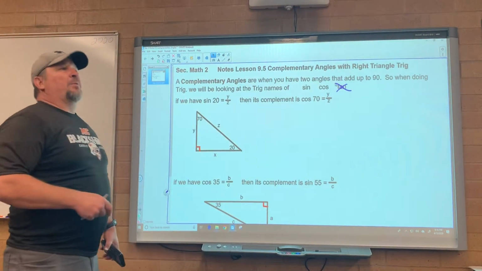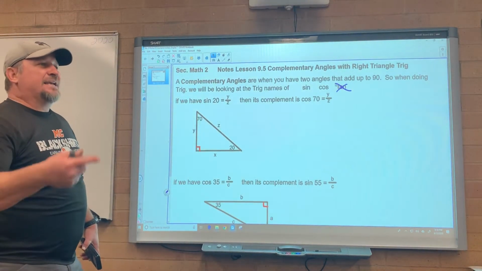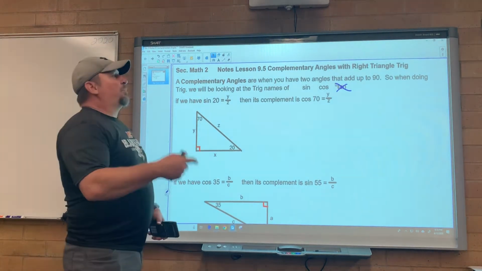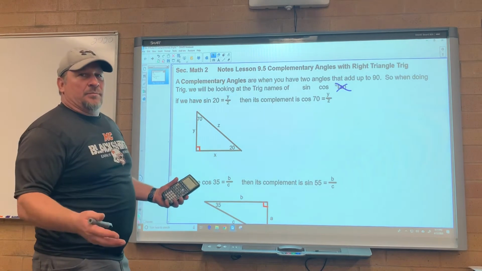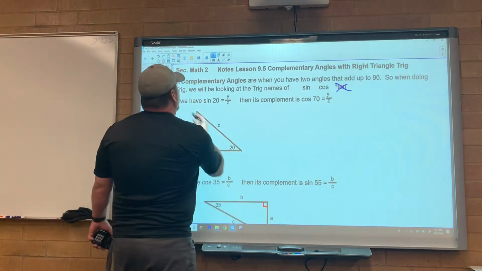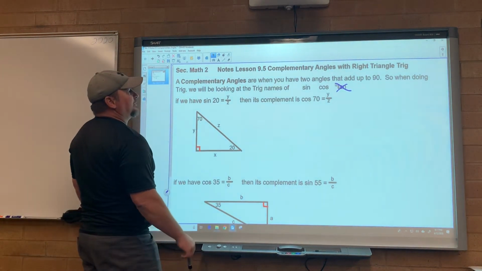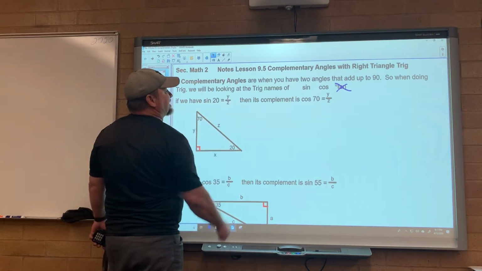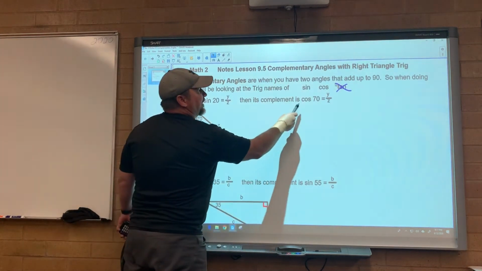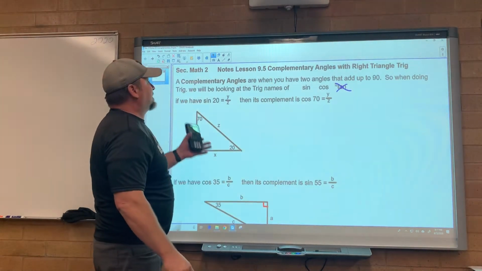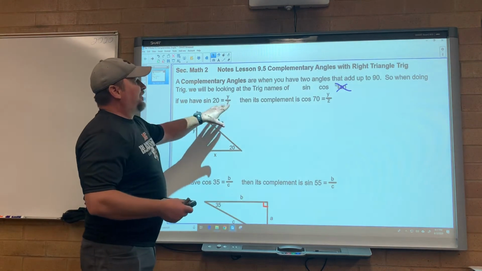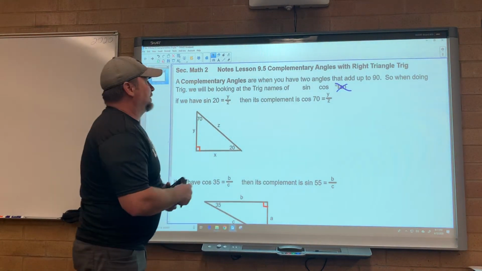Okay? So if I want the complement of something, I have to take 90 away from it. And then the trig part of it is just switch the name. So if we have sine 20, and it equals y over z, then its complement will be cosine 70 because 20 and 70 add up to 90. And then watch how the fractions are identical.